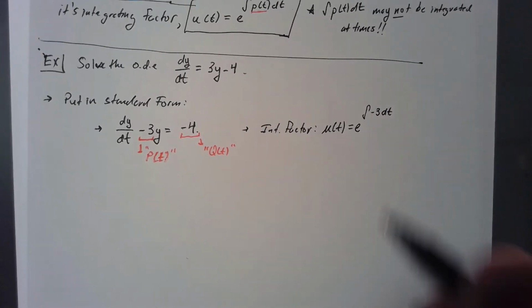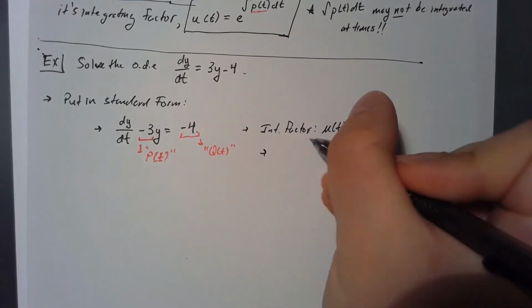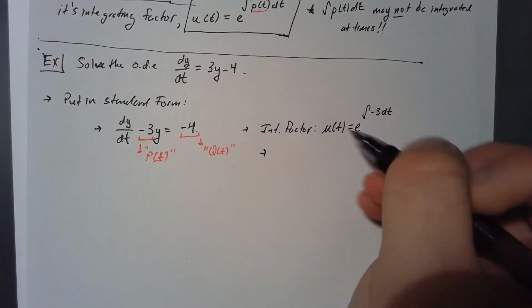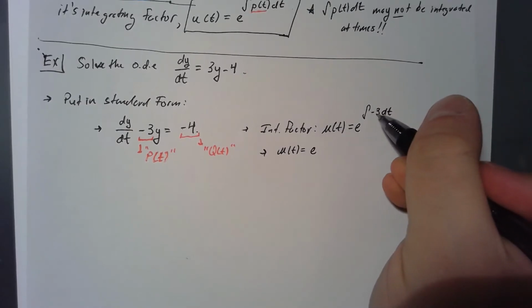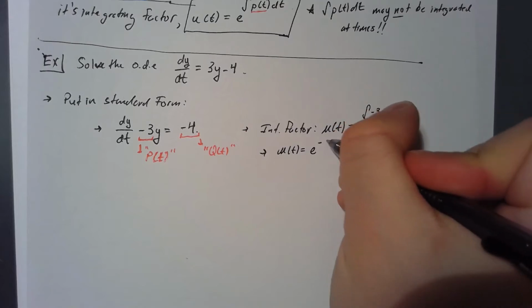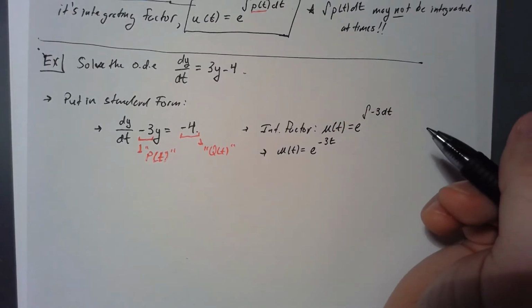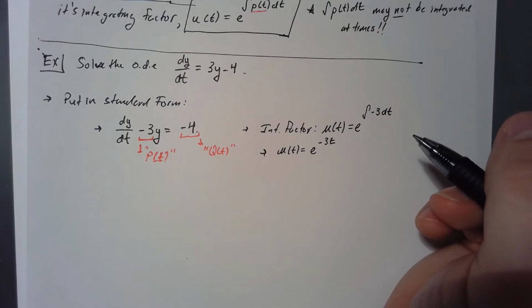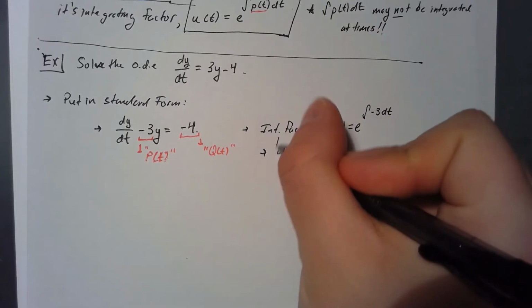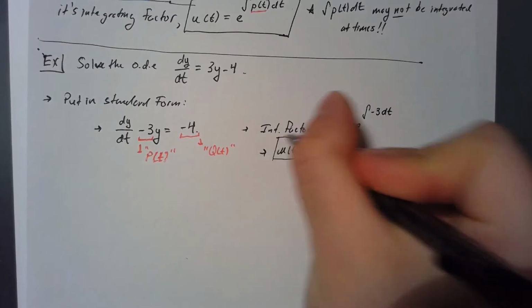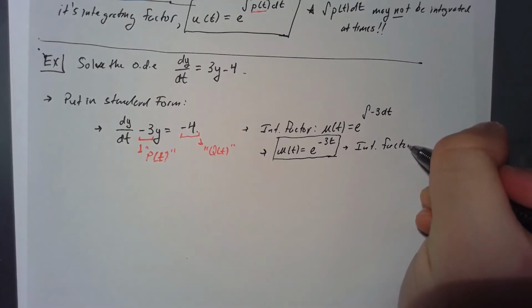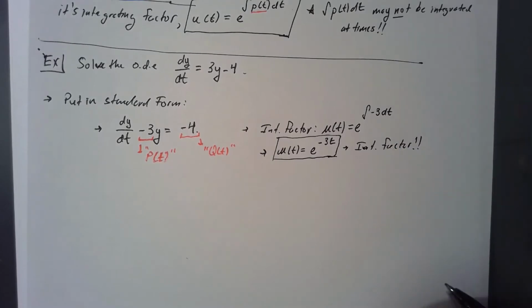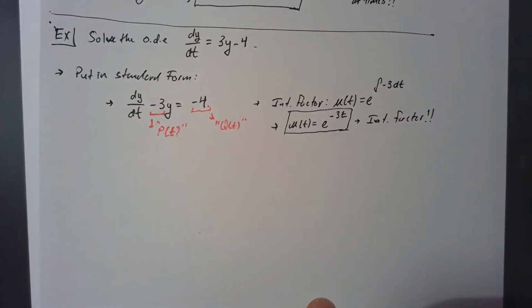All right, so now integrate this. I'll just do this on the side and then we'll go from there. So u of t equals e to the... what's the integral of -3 with respect to t? That's -3t. That's easy. So e to the -3t. This right here, that's my integrating factor.